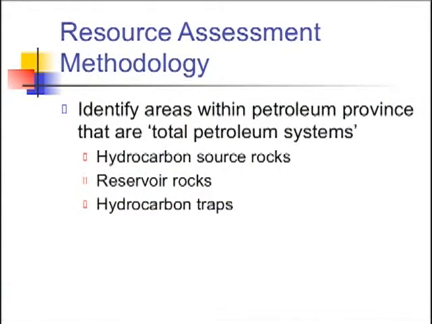Well, the USGS approach was first to identify areas within a petroleum province, a sedimentary basin or a subset of that sedimentary basin, that are so-called total petroleum systems. That is, they have hydrocarbon source rocks, reservoir rocks, and hydrocarbon traps. All this is quite conventional thinking. And then the USGS broke these areas into so-called assessment areas.